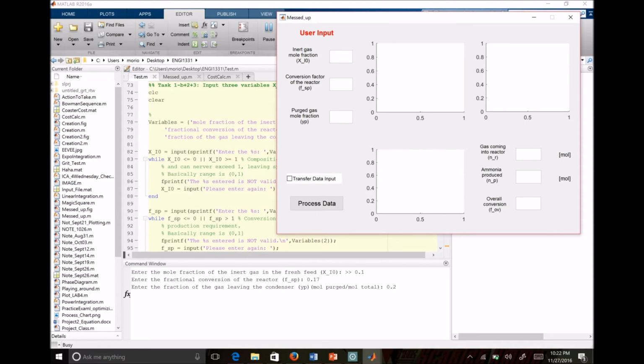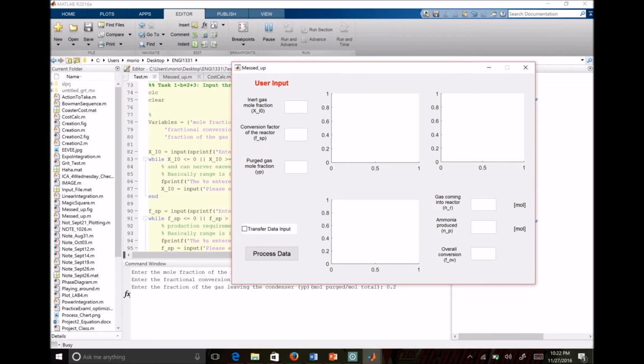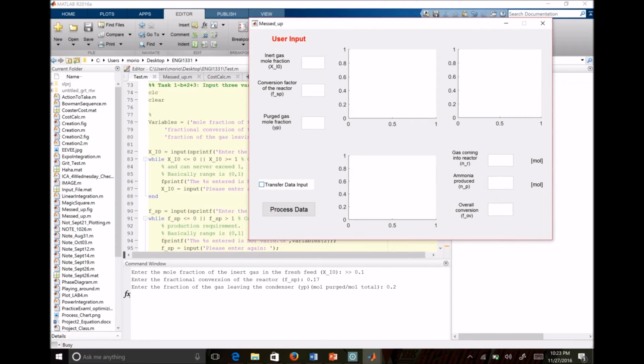This is the GUI. It is basically just a window that looks like an app that has the interface, like the user interaction. After I input this, I'm not going to put these in again. I just click this transfer data input, and then I have exactly what I just had over here, and then I process the data.